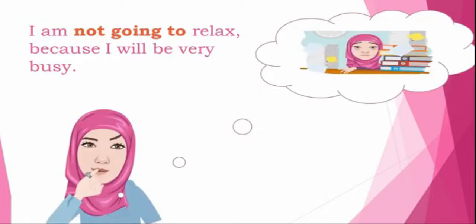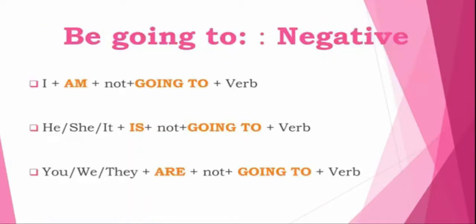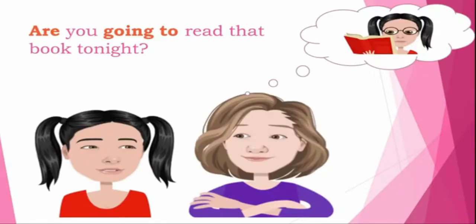I am not going to relax because I will be very busy. Be going to in the negative form: I plus am plus not plus going to plus verb. He, she, it plus is plus not plus going to plus verb. You, we, they plus are plus not plus going to plus verb.